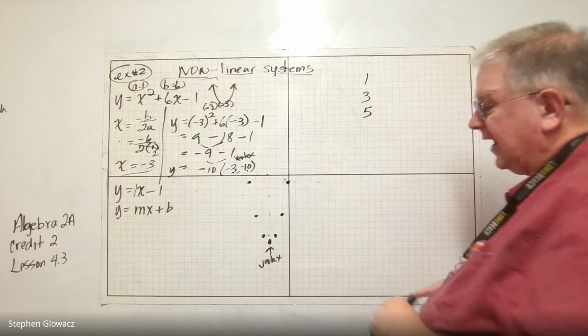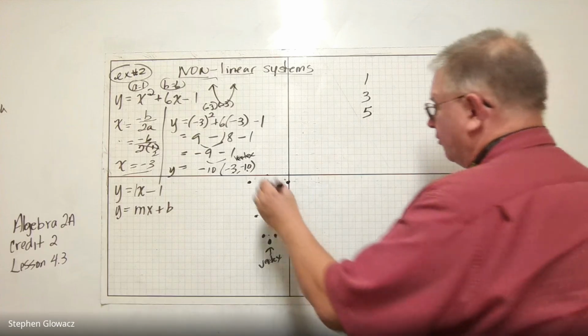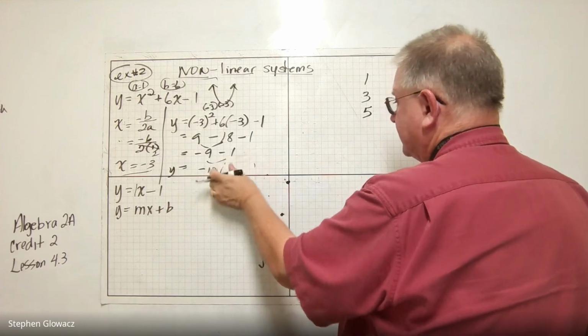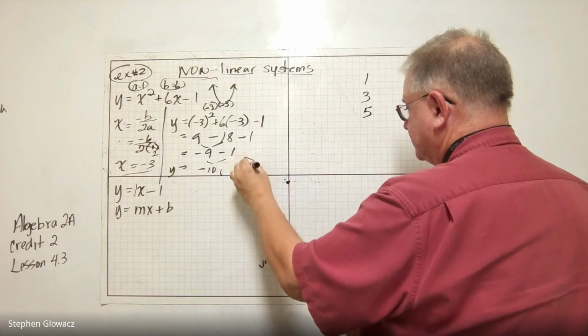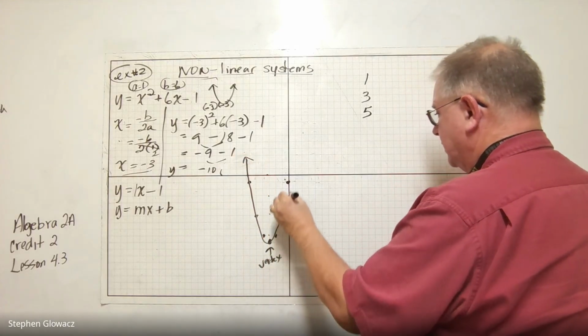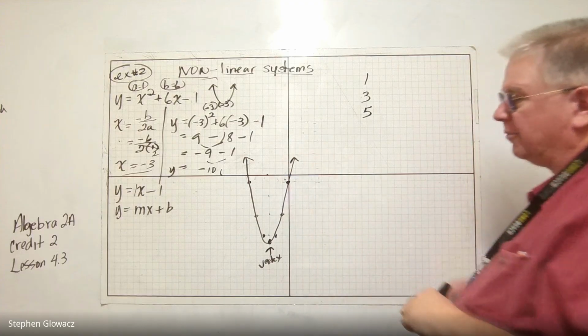So again, you can already kind of see the curve there with the points, but of course we're going to connect that. Let's get rid of that. And so we're going to connect the points. And we've got our parabola.